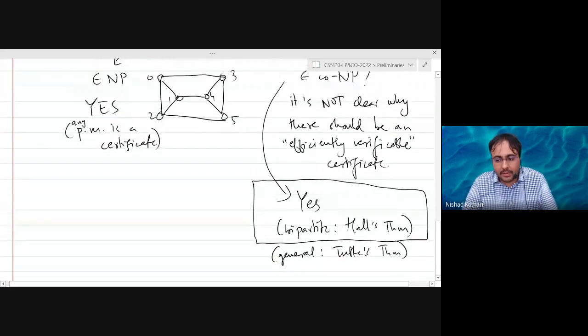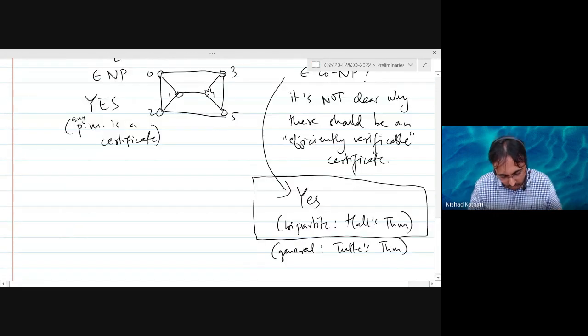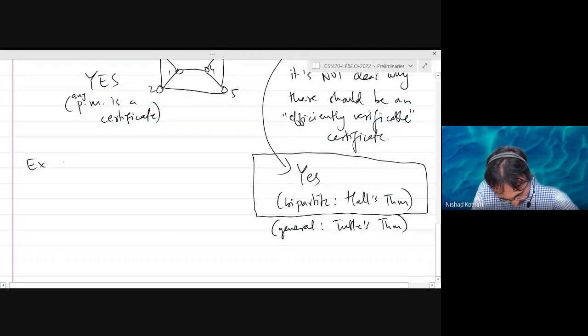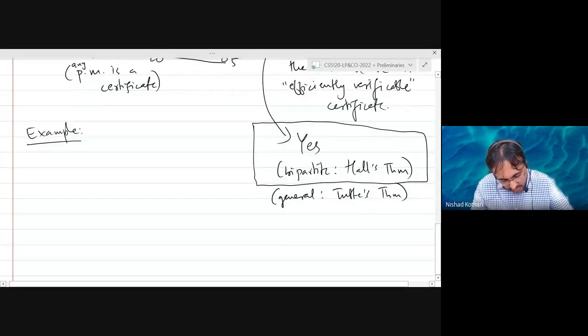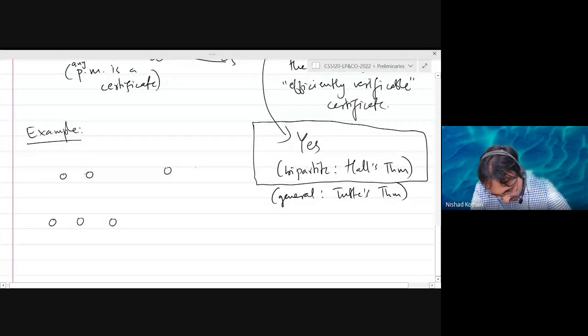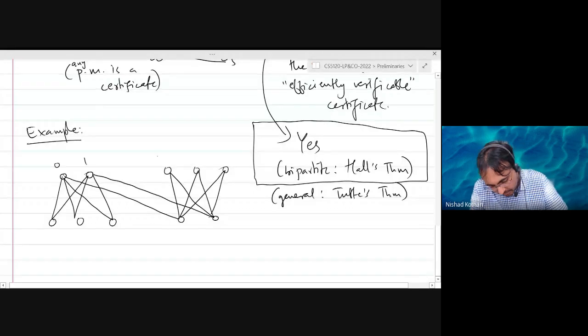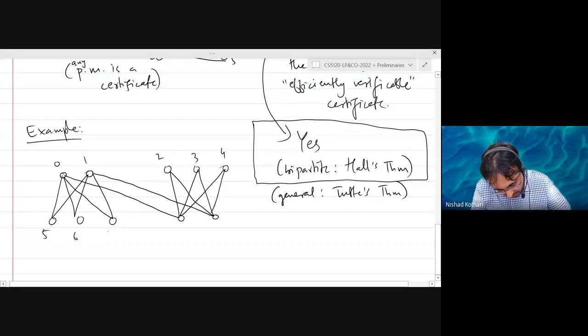Once we discuss Hall's theorem, it will become clear why that is actually giving you an efficient certificate. So let's start with an example. Consider the following graph. Does this have a perfect matching? If yes, can you find me one?